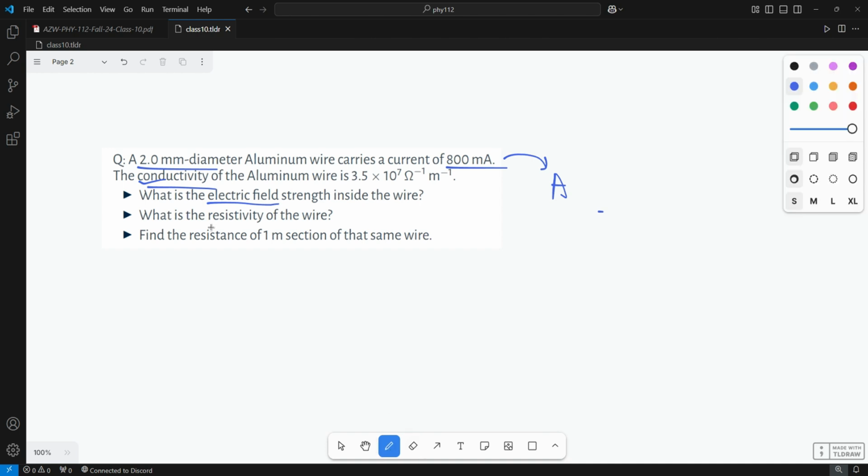What is the resistivity of the wire? So we know that resistivity is the multiplicative inverse of conductivity. So we can just use this and find the resistivity, which will give us this ohm meter.